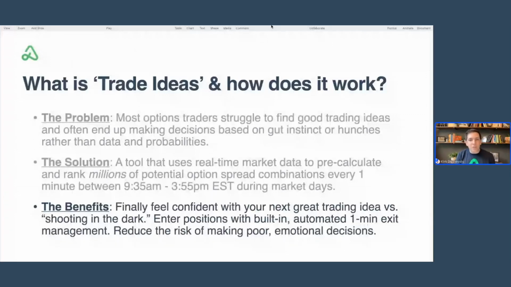And you can build positions with automated exits. So management is 100% taken care of, and it reduces the risk of making poor emotional decisions. How many people have ever done that? Be honest, every single person here, raise your hand. If you've never done that, you've never traded a day in your life. We've all made emotional decisions. And so the goal is, how can we remove ourselves as much as possible from those emotional decisions?